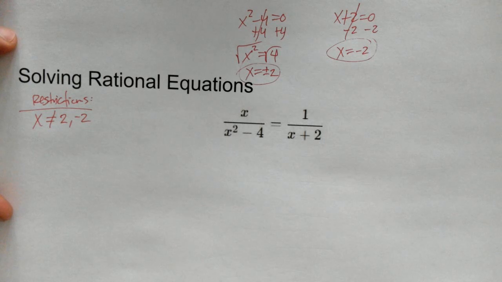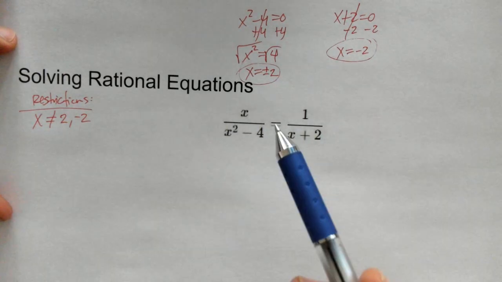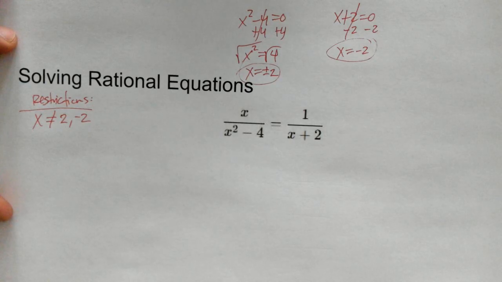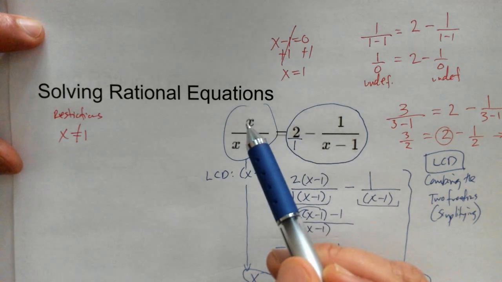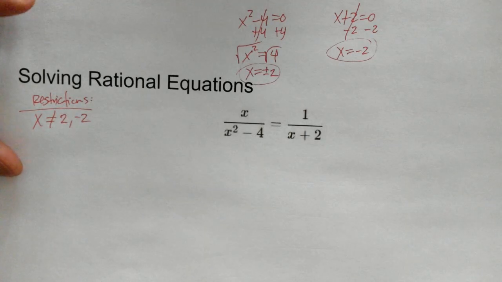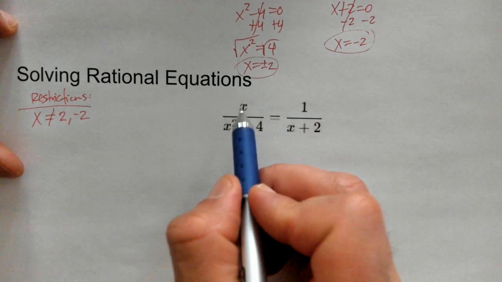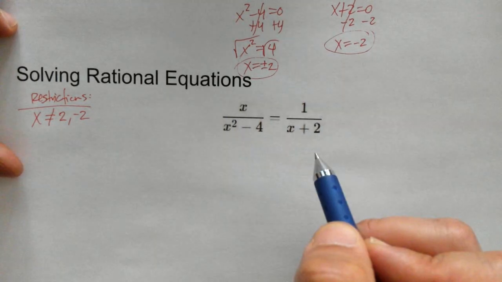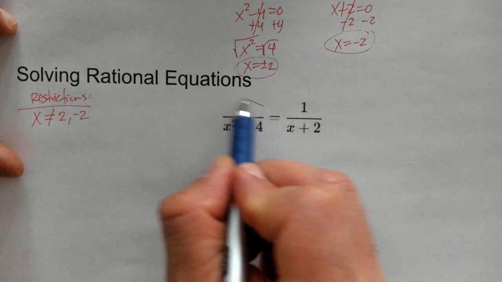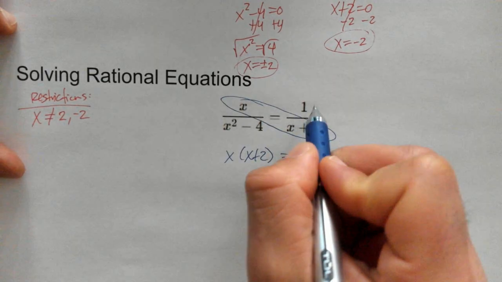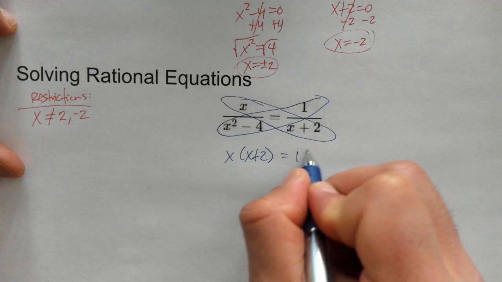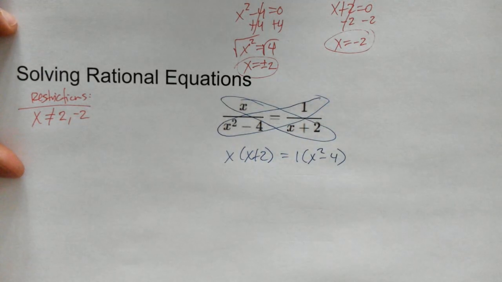Now, for this problem, do I need to find the least common denominator? Am I adding or subtracting these fractions? No, there's nothing to merge. Like over here, we did have to do that. We had to combine 2 fractions first before we could get there. Here, there's nothing to combine. There's only 1 fraction on the left and only 1 fraction on the right. So to get rid of the denominators, we can just cross multiply. x times x plus 2 and 1 times x squared minus 4. Fractions are gone.